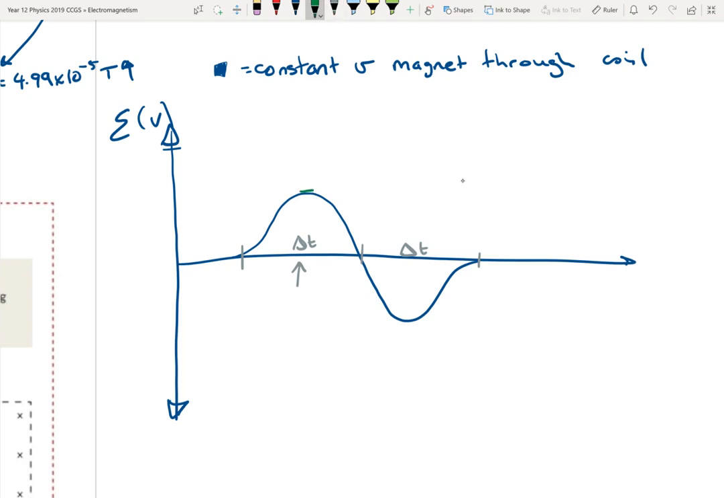We're going to get a positive voltage and then a negative voltage. Again, we could say the magnitude of our EMF is the same. Okay? So all things being equal, taking the same time, the same change in flux, but in a different direction, you should get a lovely symmetric curve. Any changes to that is basically my inability to move the magnet at a constant speed.